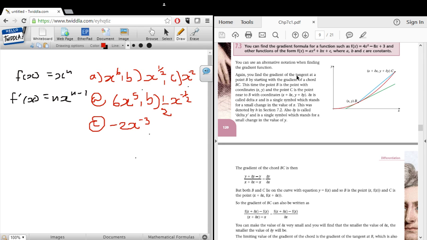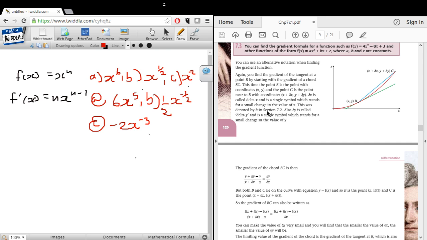Again, you find the gradient of the tangent at a point B by starting with the gradient of a chord BC. This time the point B is a point with the coordinates (x, y), here's the point B, and the point C is the point near to B with the coordinates (x plus delta x, y plus delta y). Delta x is a single symbol which stands for a small change in the value of x.